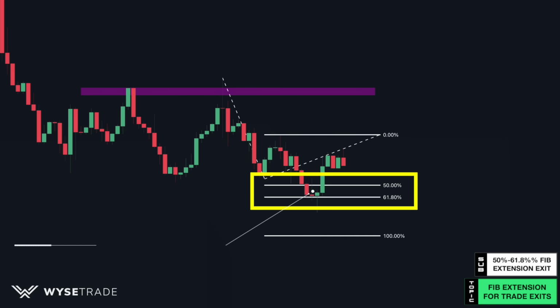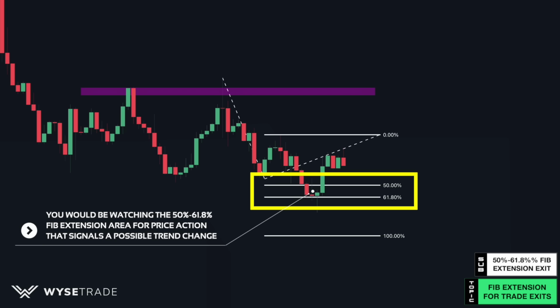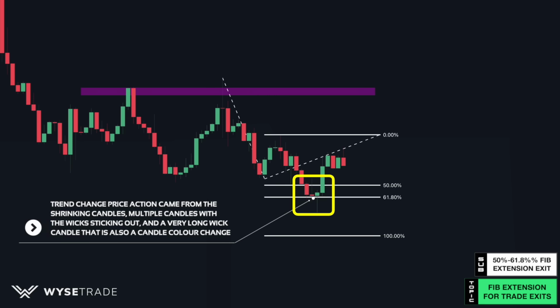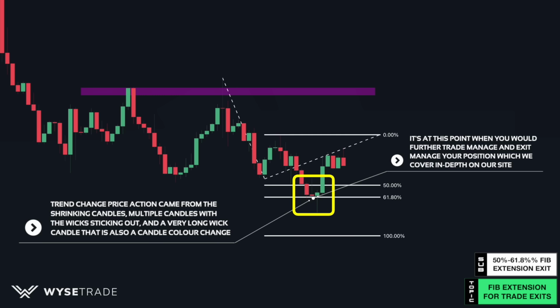You would then be watching the 50% to 61.8% Fibonacci extension area for price action that signals a possible trend change, which you got through the shrinking candles, multiple candles with the wicks sticking out, and a very long wick candle that is also a candle color change. It's at this point when you would further trade manage or exit manage your position.